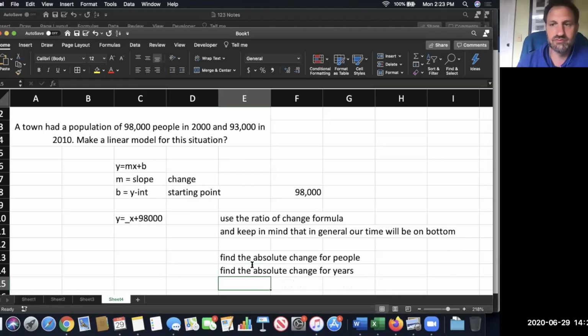Who loves fractions? Well, I mean, that's what we do with our ratios in general. Okay, I'm going to give you a minute for that, and then we'll check in.